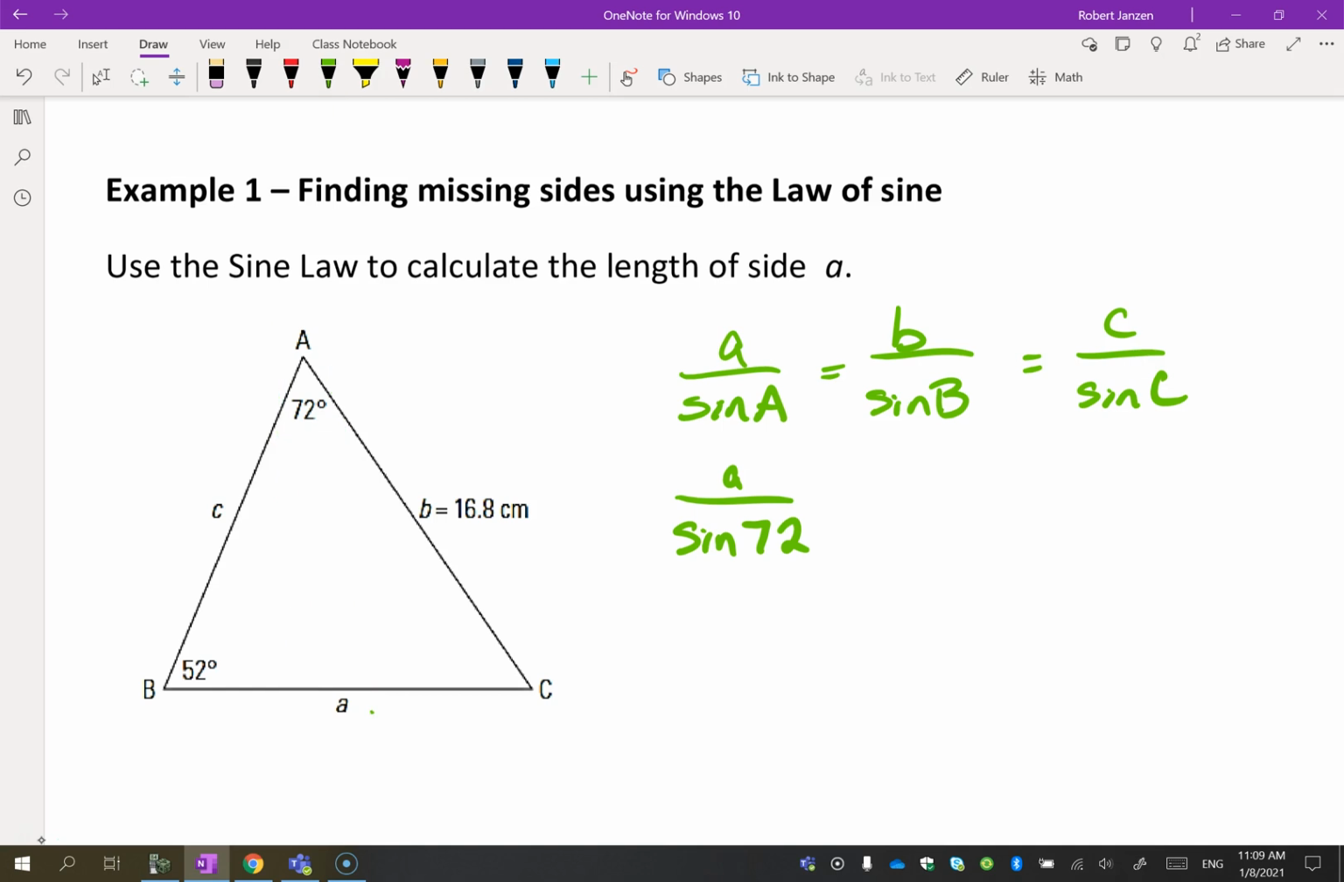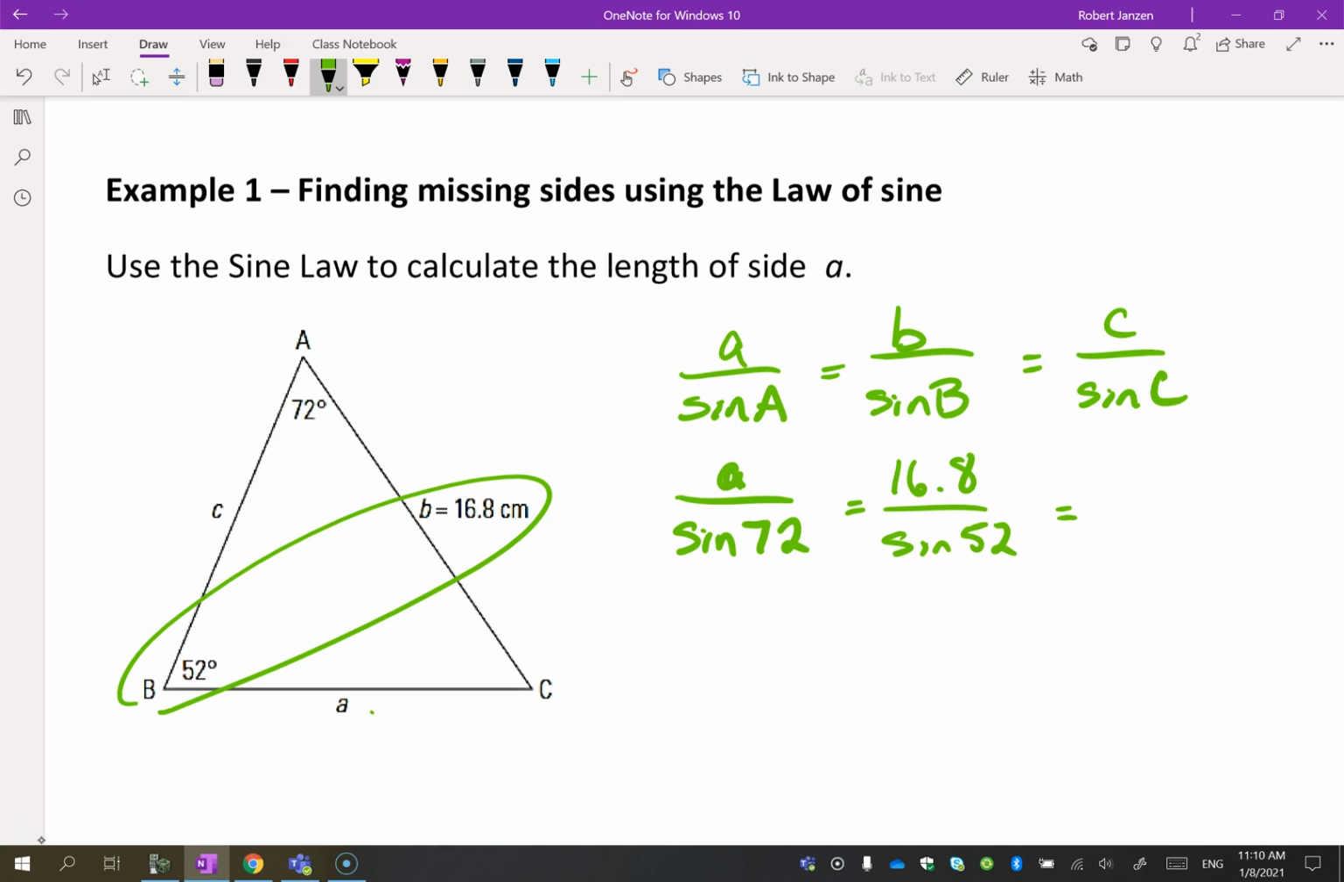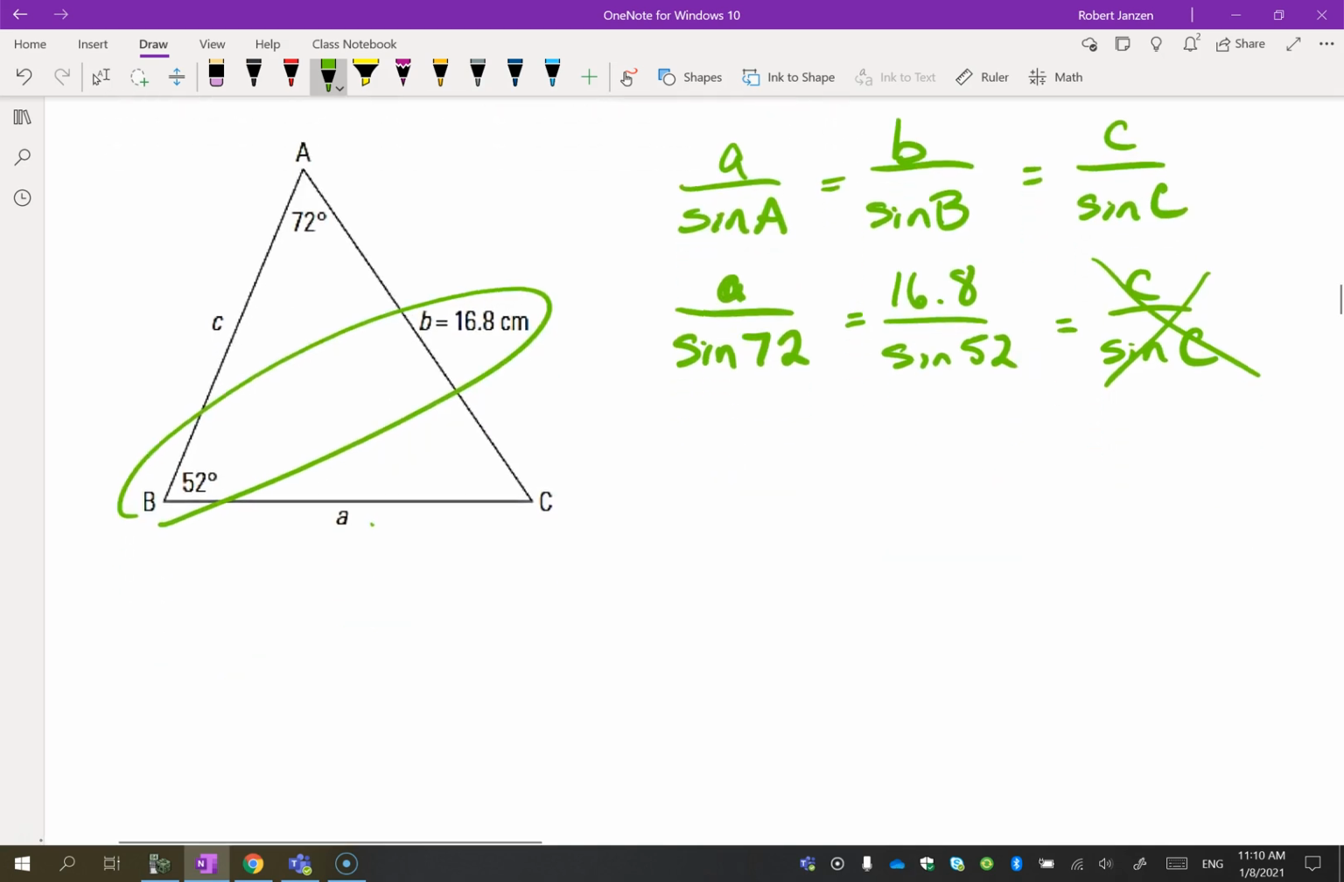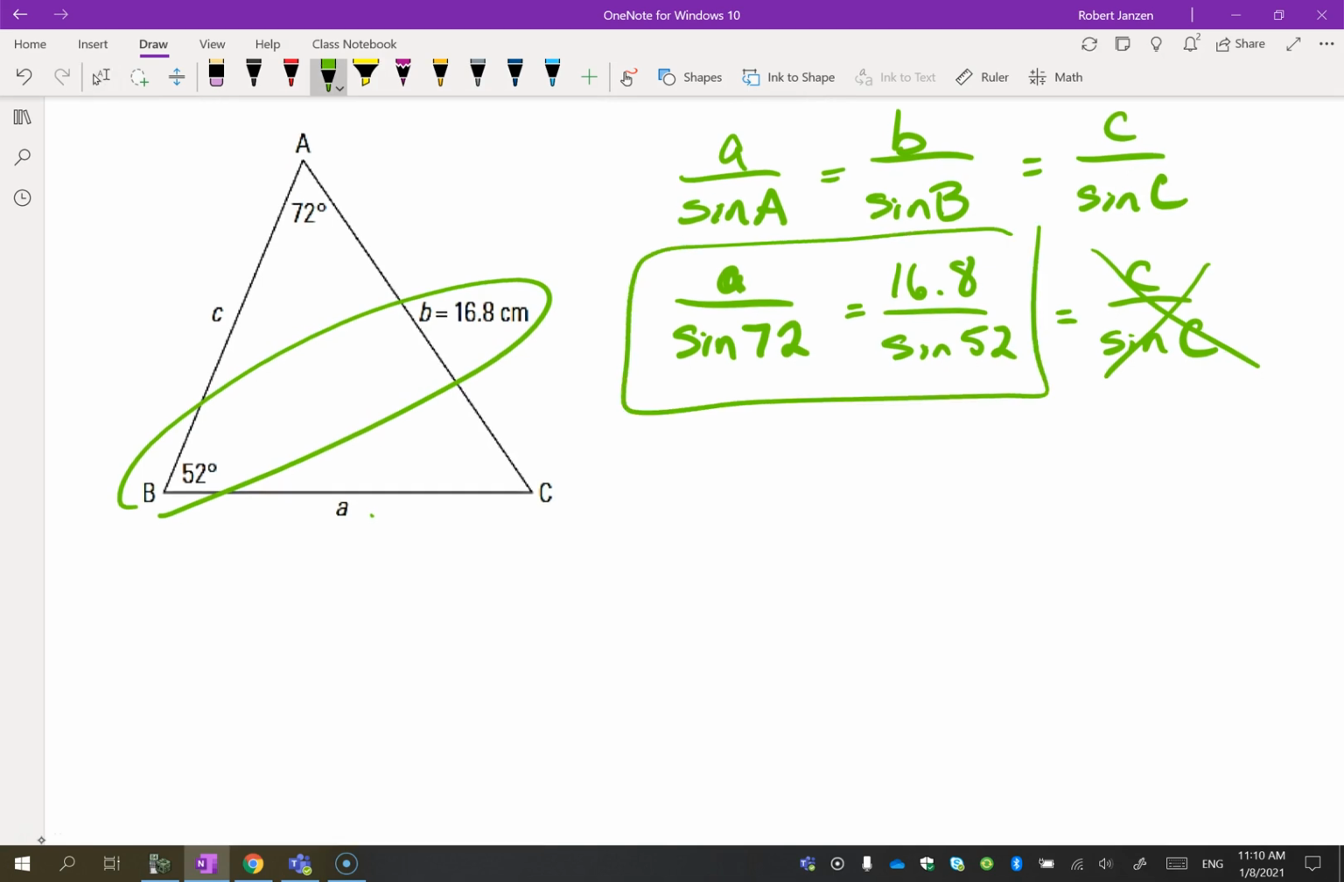Okay? And then I have to decide, am I using B or C? Well, I have one unknown here already. I have the unknown A. So if I want to set up another ratio, I want to make sure that I have all of the information. So let's fill out B first. B side is 16.8 and the angle is 52. And side C I don't know, and I don't know the angle either. So in this case, I'm not going to use that one.